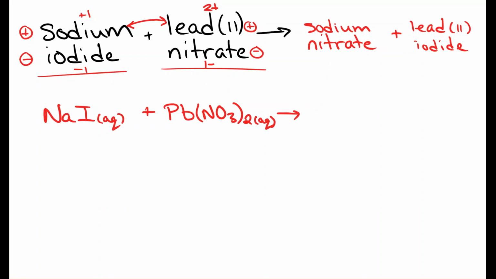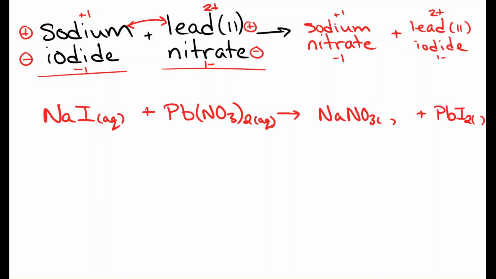We're going to get sodium nitrate. Sodium's +1, nitrate's 1-, so NaNO3. And we're going to check what its state of matter is, and then we'll come back and see. Lead 2 is 2+, iodide is 1-, so PbI2. And we're also going to check its state of matter. Sorry, I'm running out of room here.